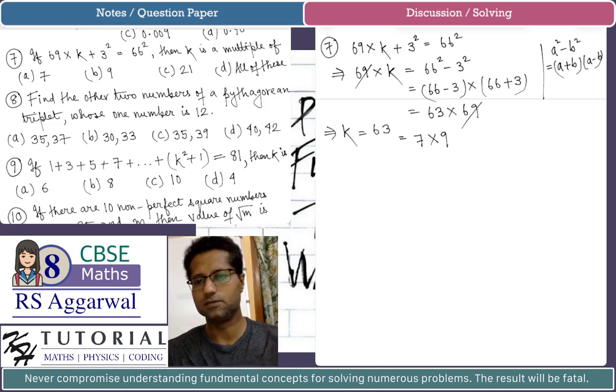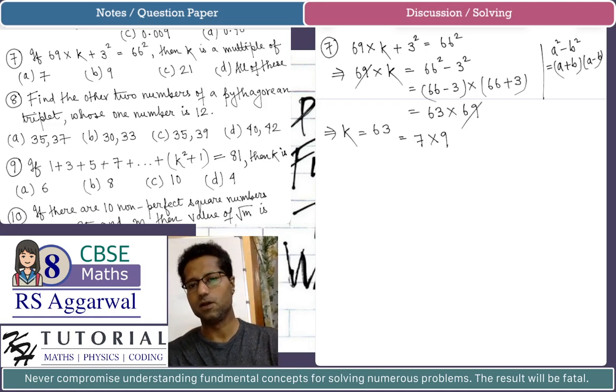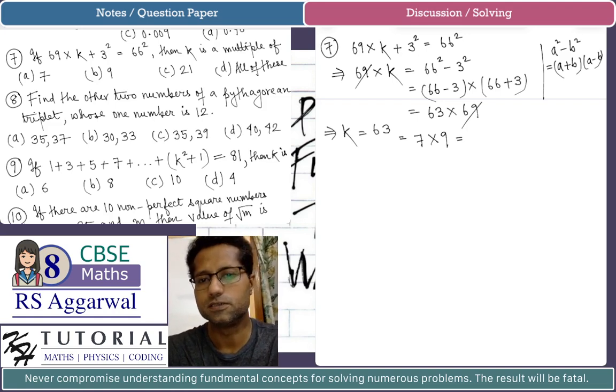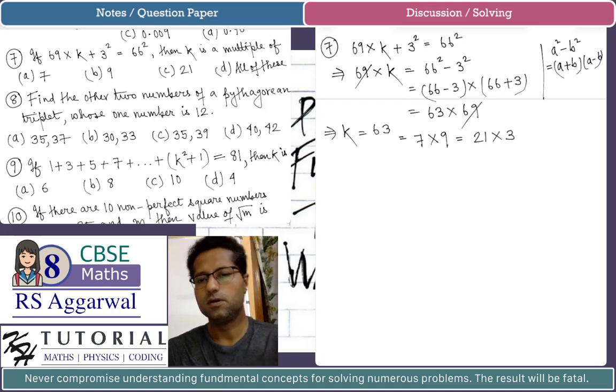So definitely 7 is a factor, so 63 is a multiple of both 7 and 9. And also we see 63 as 21 multiplied by 3. So 63 is also a multiple of 21. 21, 7, 9.